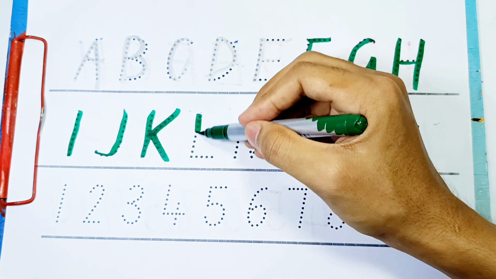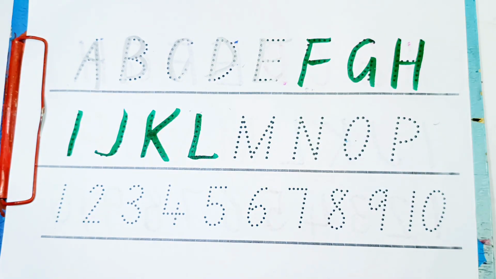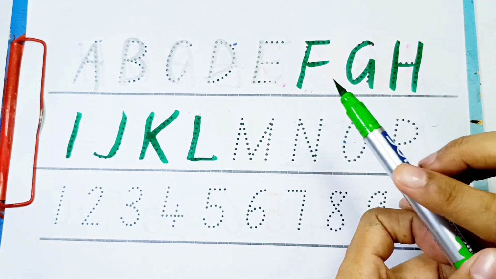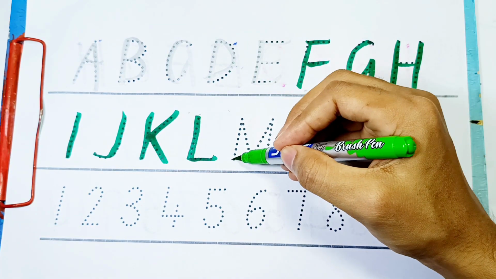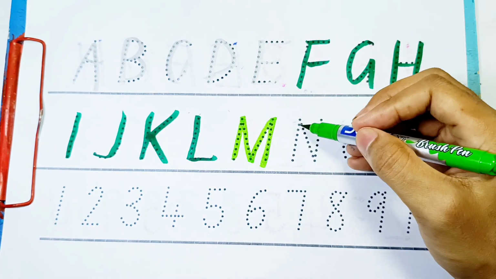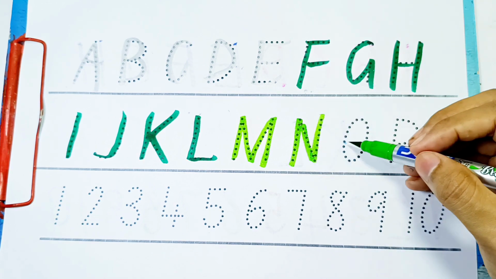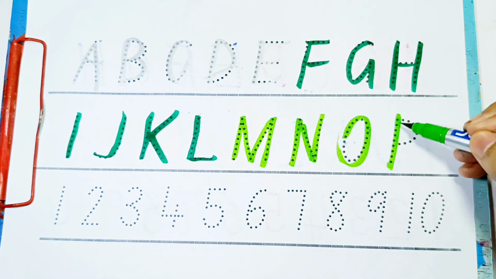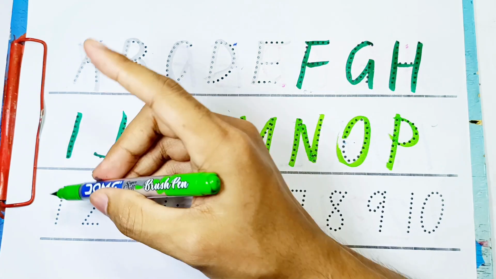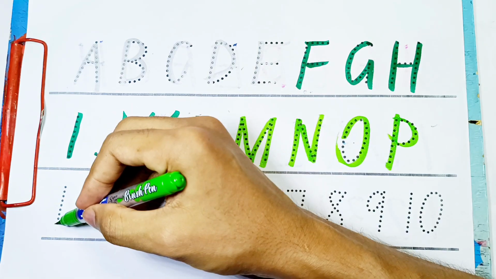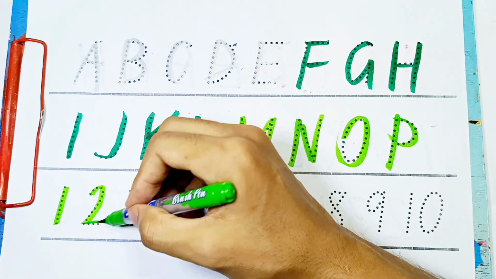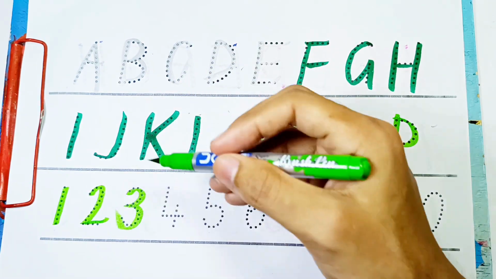Kids, the next one is L. L for lemon. Now we're using the color of light green, M for moon, M for mango, N for nose, O for octopus, P for penguin. Kids, now we're writing numbers: 1, 2, 3.